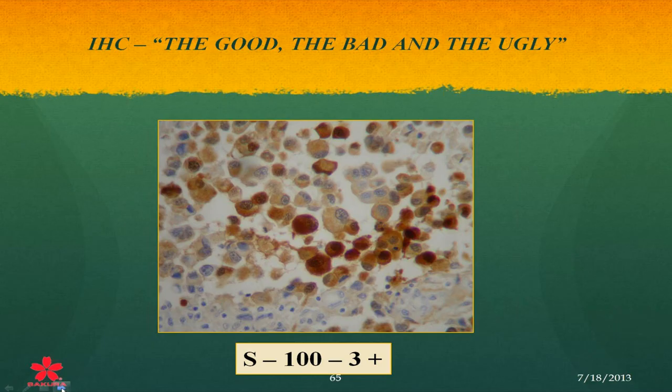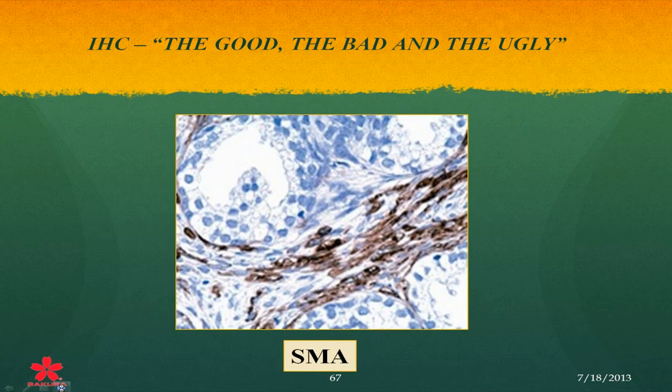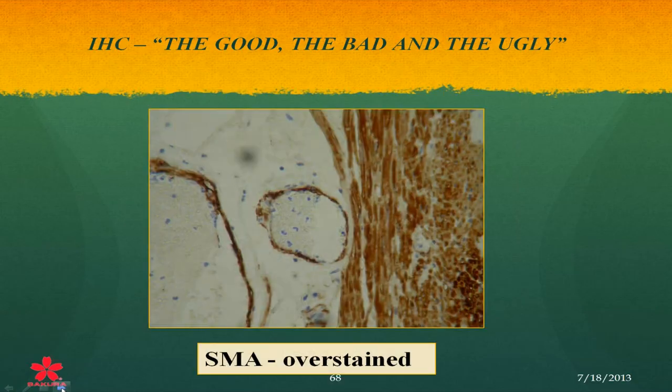This is an S100, and we gave it a 3+, and it's a cytoplasmic and nuclear stain. And this S100, we gave it a 1+. Okay, here's a smooth muscle actin, and it's a cytoplasmic stain. And here's a smooth muscle actin, which actually has been overstained.